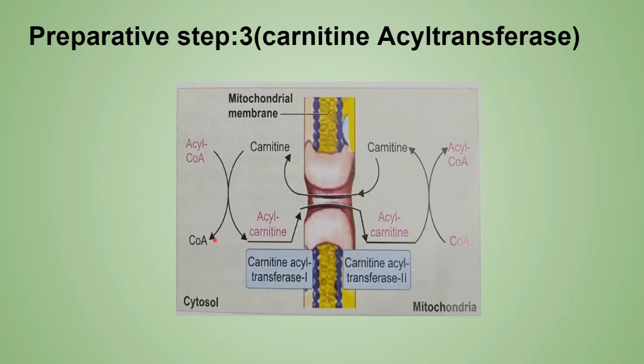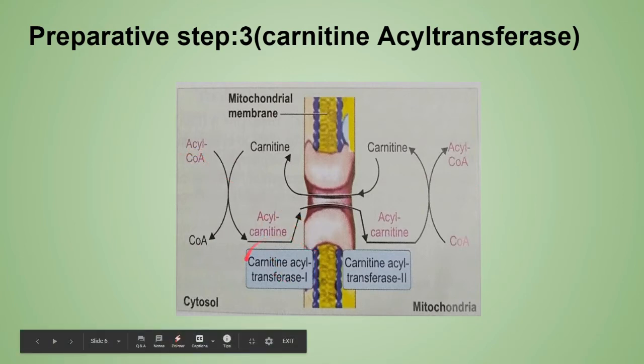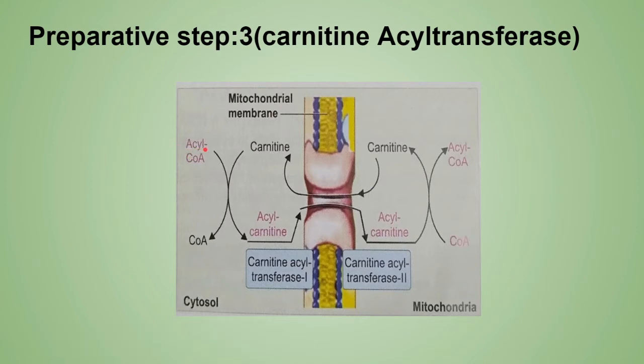Now just remember that the acyl-CoA is the fatty acid, out of which this CoA can easily be transferred into the mitochondrial matrix, but this acyl needs some transporter. So what carnitine acyltransferase 1, or CAT1, will do is connect the acyl group of acyl-CoA to the hydroxyl group, the OH group, of the carnitine, and form acylcarnitine.